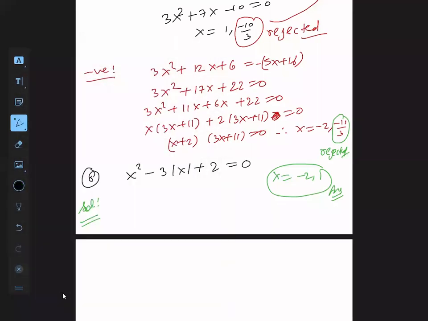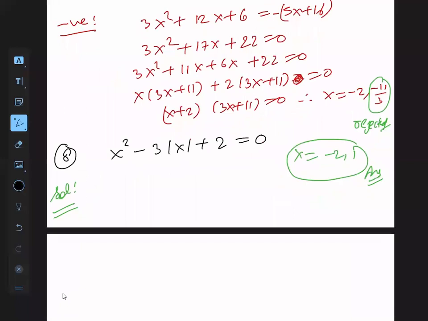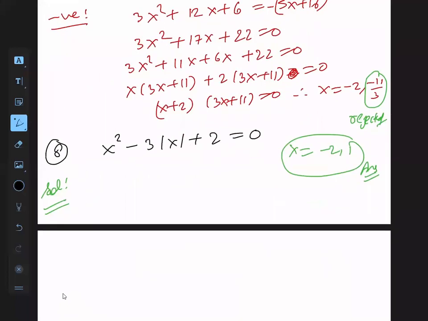Now see next problem. x square minus 3 mod x plus 2 equal to 0. So let me assume mod x is equal to y. Then what will be the value of y square? That is mod x square.